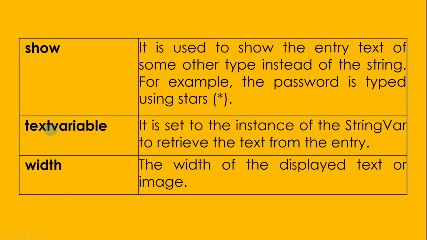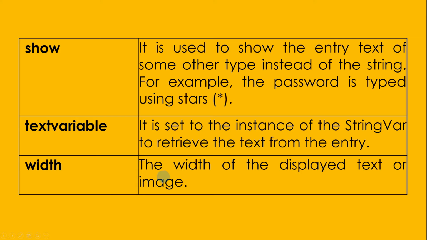Next, we have the text variable. It is set to an instance of the StringVar to retrieve the text from the entry. So basically, text variable is used to set the variable name wherein you're going to store the value of the entry. Okay, so we're going to use this later on if we have a command on our button.